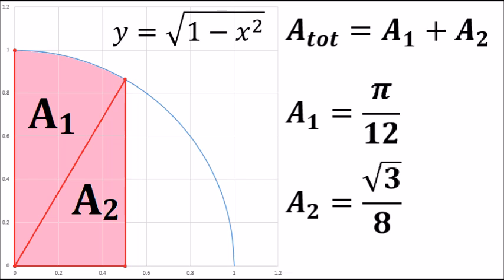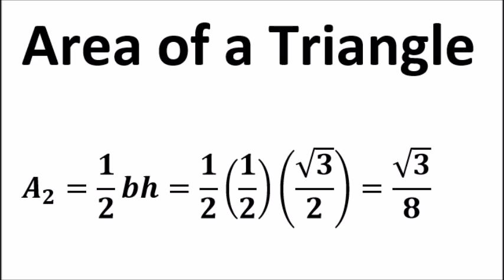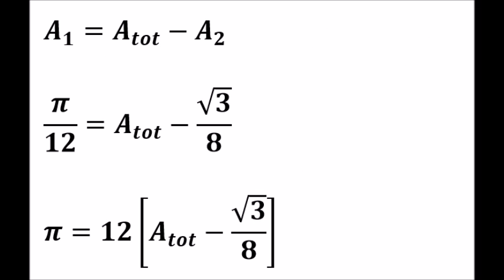The pi over 12 slice I have labeled A1. In order to get that, we have to subtract the area of the triangle beneath it, which I have labeled A2. In case you were wondering how I got square root of 3 over 8, this is how. The area of a triangle is 1/2 the base times the height. As I was just saying, we have to subtract A2 from the total area to get A1. Substitute those values. Then to get pi, multiply both sides by 12.